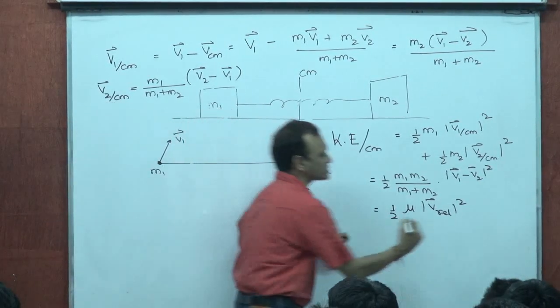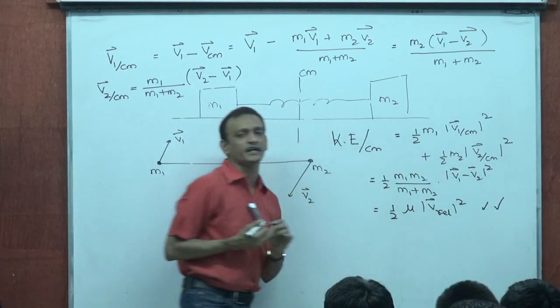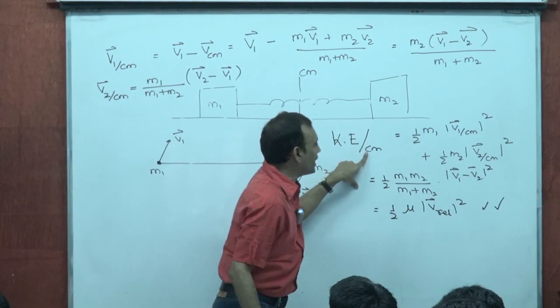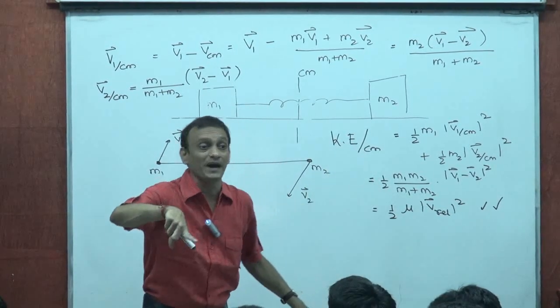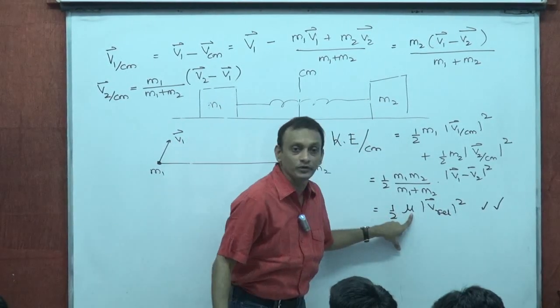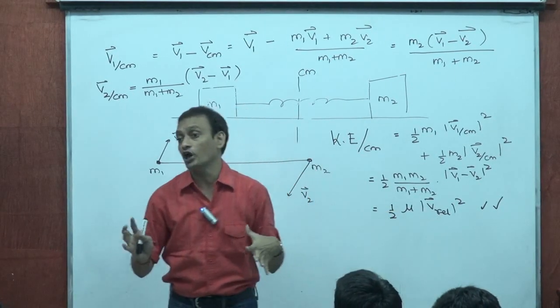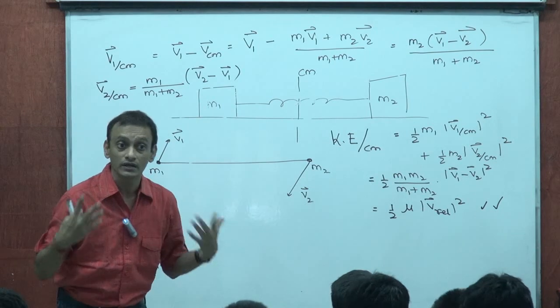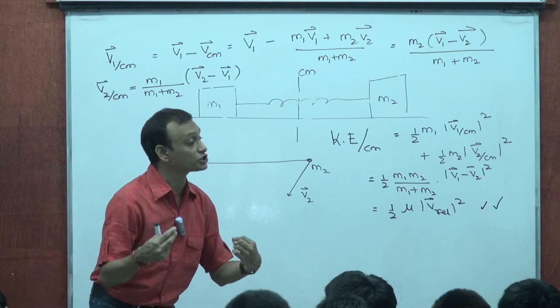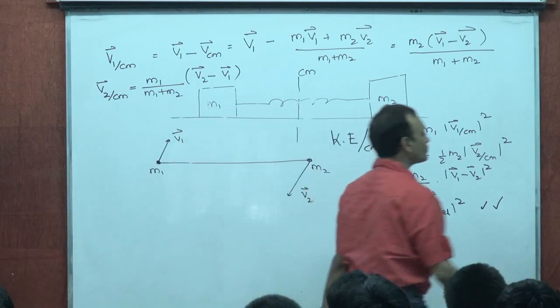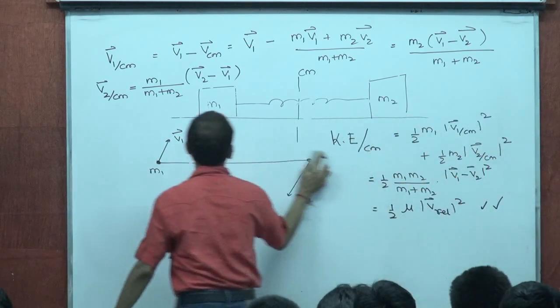It's a very important result. I do want you to understand this and take notice of this. The kinetic energy of a two-particle system in the center of mass frame is going to be half of mu, where mu is the reduced mass of the system, into the magnitude of the relative velocity squared, the square of the relative velocity of the two constituent particles. A very important result. Do remember this.